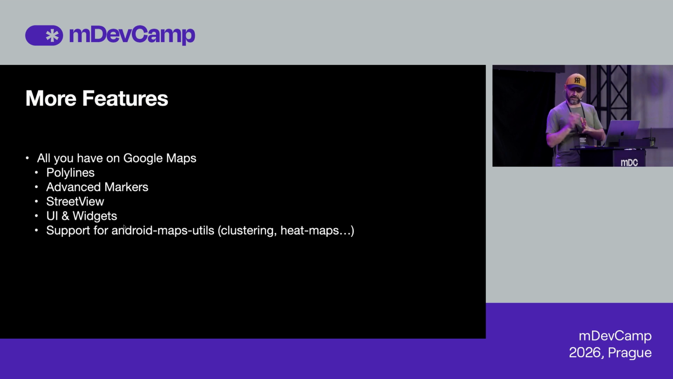There are more features that you can check. I didn't showcase them here since I don't think they would be telling anything new, but there are things like polylines, advanced markers, Street View, UI and widgets specific for Android Maps Compose. Most of the things that happen on the underlying framework on Google Maps are supported by Maps Compose. And there is also support for Android Maps utils. If you haven't used it before, it's a facilitation library that gives support for things like clustering or a heat map or a few other things. So you don't need to implement them by yourself.